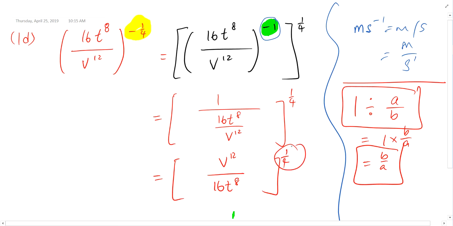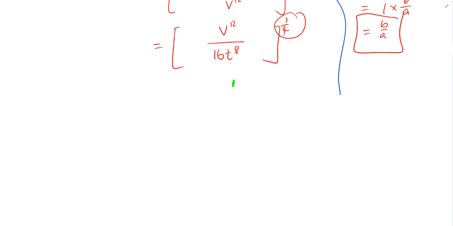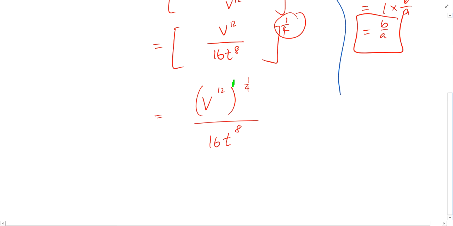Then this power 1/4, who does it belong to? The whole thing, numerator and denominator. Or we can separate it out. We give us v power 12. Then this one is power 1/4 over 16t power 8. Again, this is power 1/4. If you can do it together, then even better. But if you cannot, just separate it out.